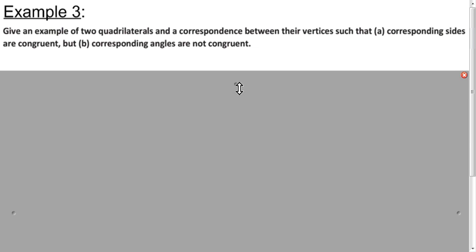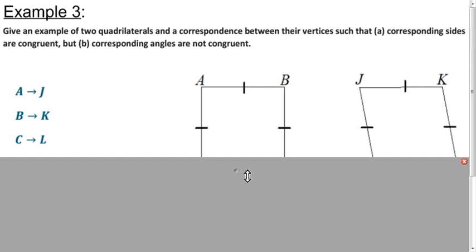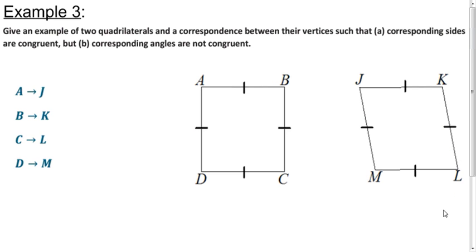Okay, so here's my solution. It's not the only right one. We have a square on the left here, and we have a rhombus on the right. And this rhombus is not a square. I corresponded all of the vertices, A to J, B to K, C to L, and D to M. And note that all of the corresponding sides are congruent. All the sides here are congruent, and all the sides here are congruent in the same fashion.